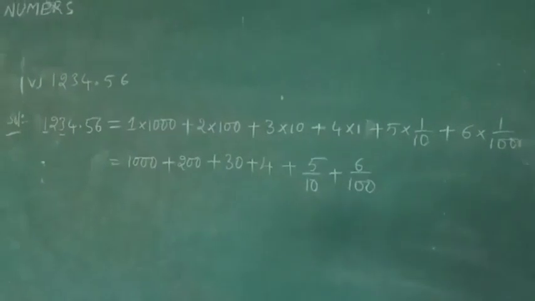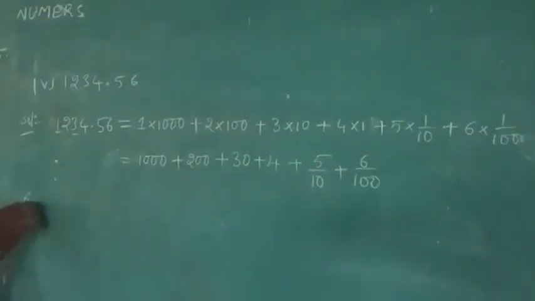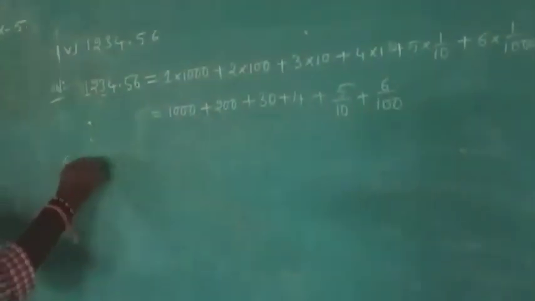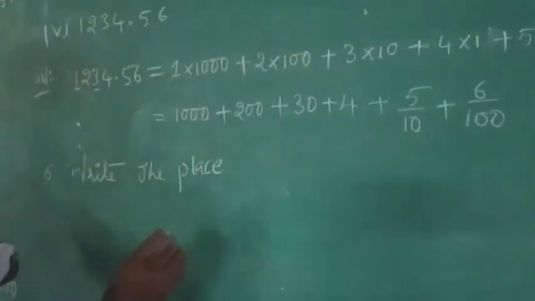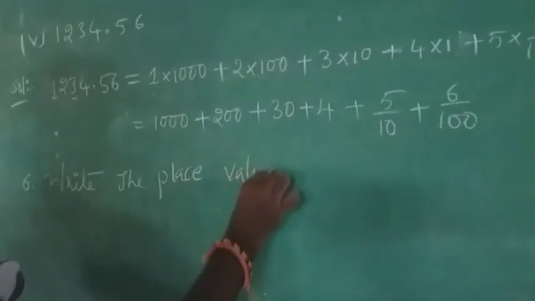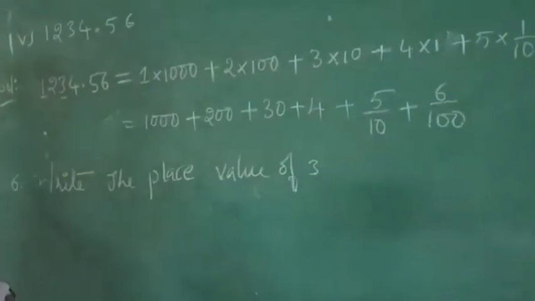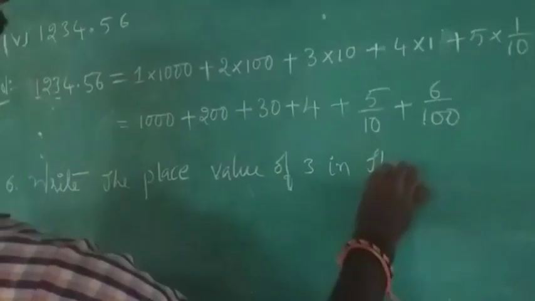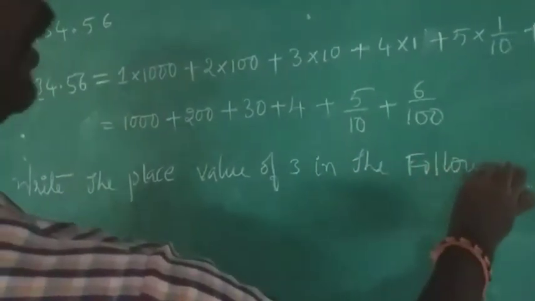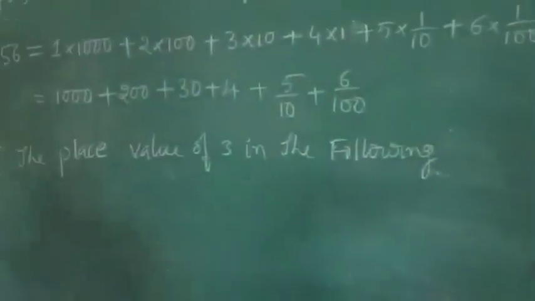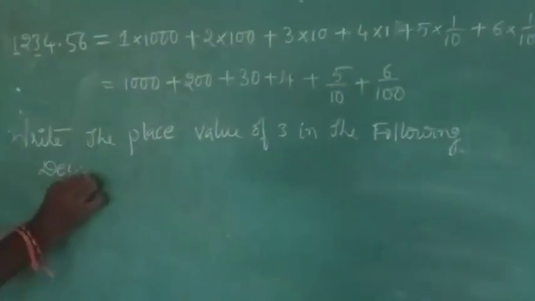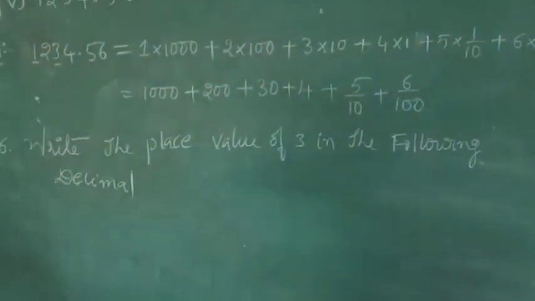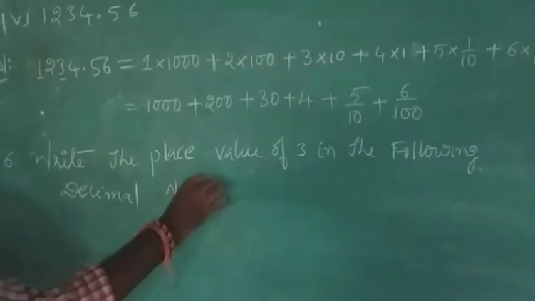The next, sixth bit. What is the sixth bit? Write the place value of 3 in the following decimal numbers.